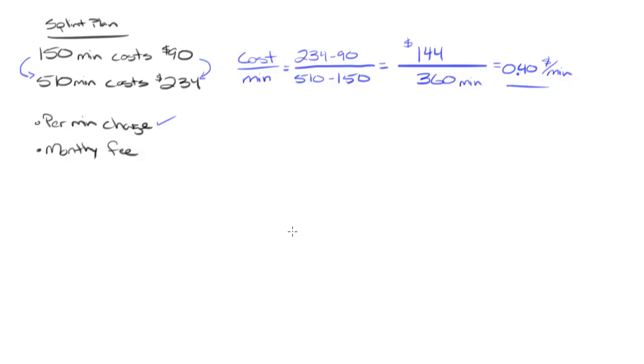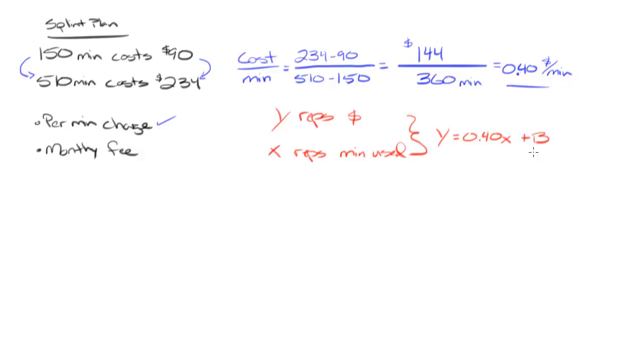All right, if we're developing a linear model, in this case we have y represents the cost, and x represents the number of minutes used. We currently have this model right here: y equals 0.40, or 40 cents, times the number of minutes plus whatever this flat rate fee is. We'll call it b in this case, like we usually do.